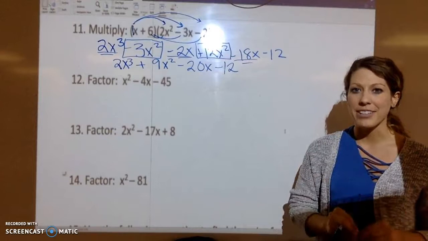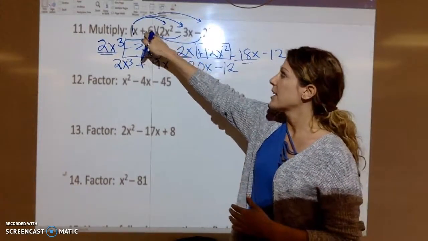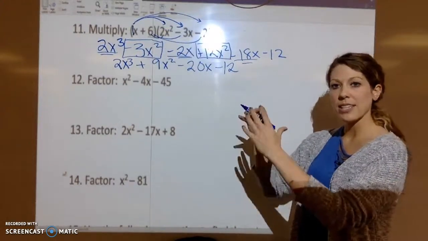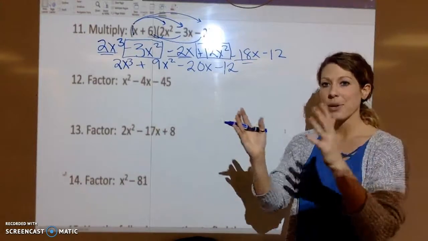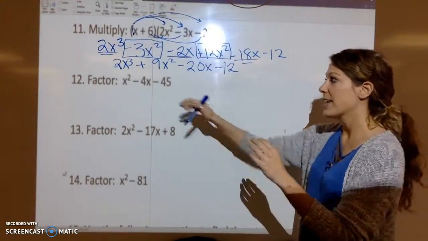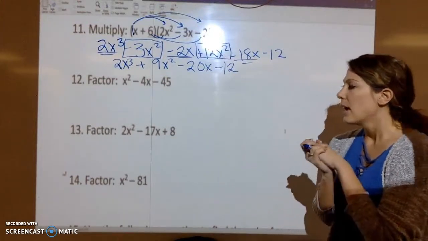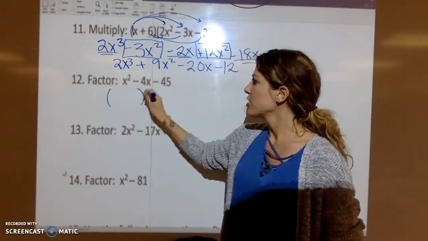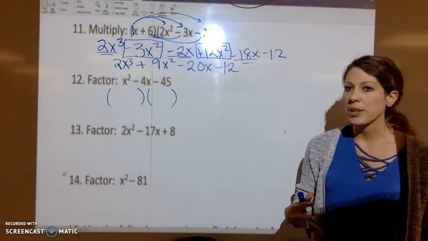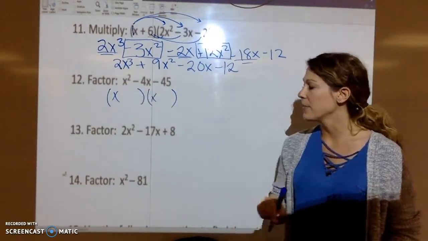Now we're going to factor them. So it's the opposite of multiplying them. Instead of taking polynomials in parentheses and expanding it, now we're going to create factors out of them by taking something that's already expanded and turning them into parentheses. So when there's no leading coefficient, our job is easy. We can go and set up our parentheses. X and x, because x times x is x squared.